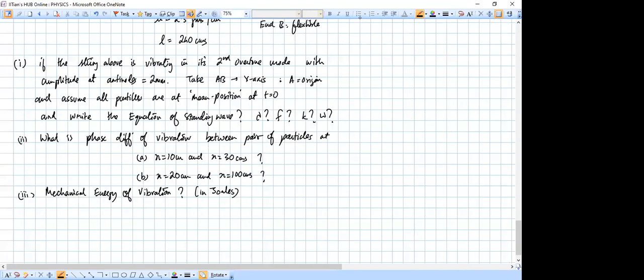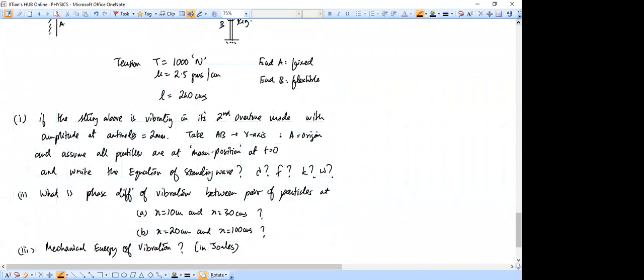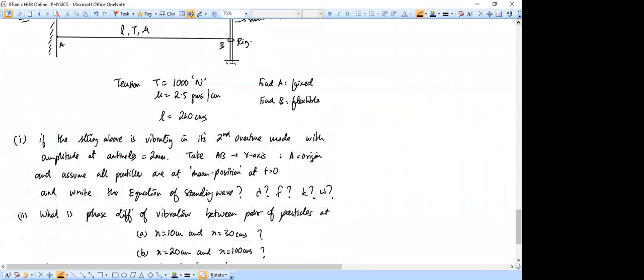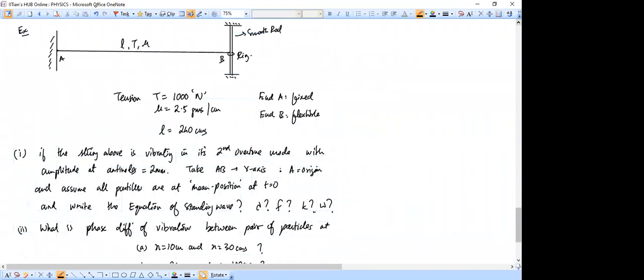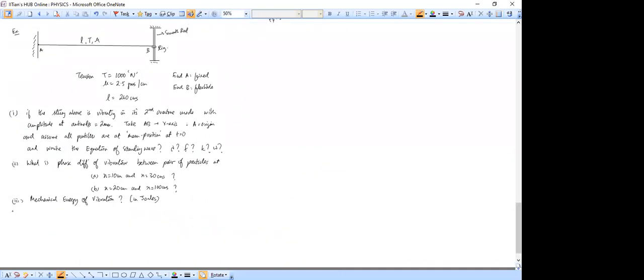Okay, so this question will give us an idea how to solve any and everything related to standing waves. All aspects of standing waves are more or less covered within this. Just try this out.